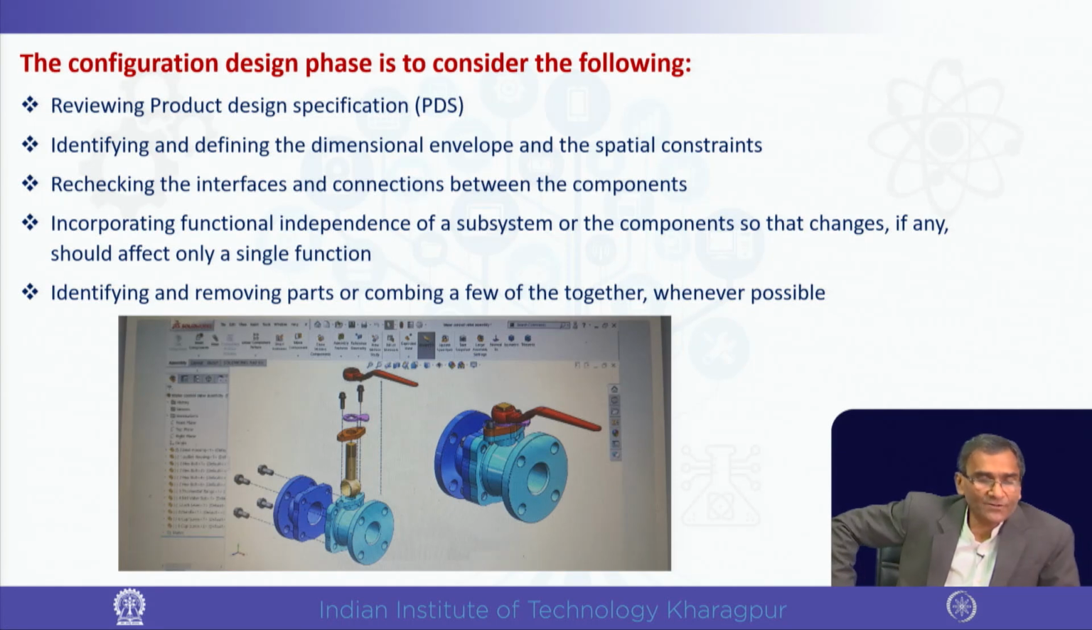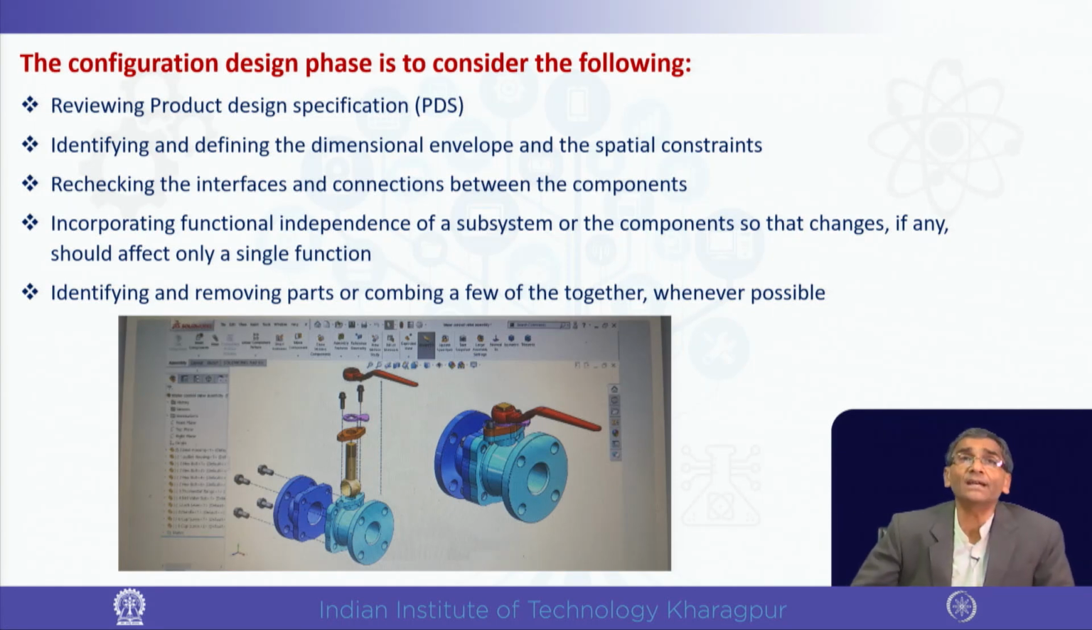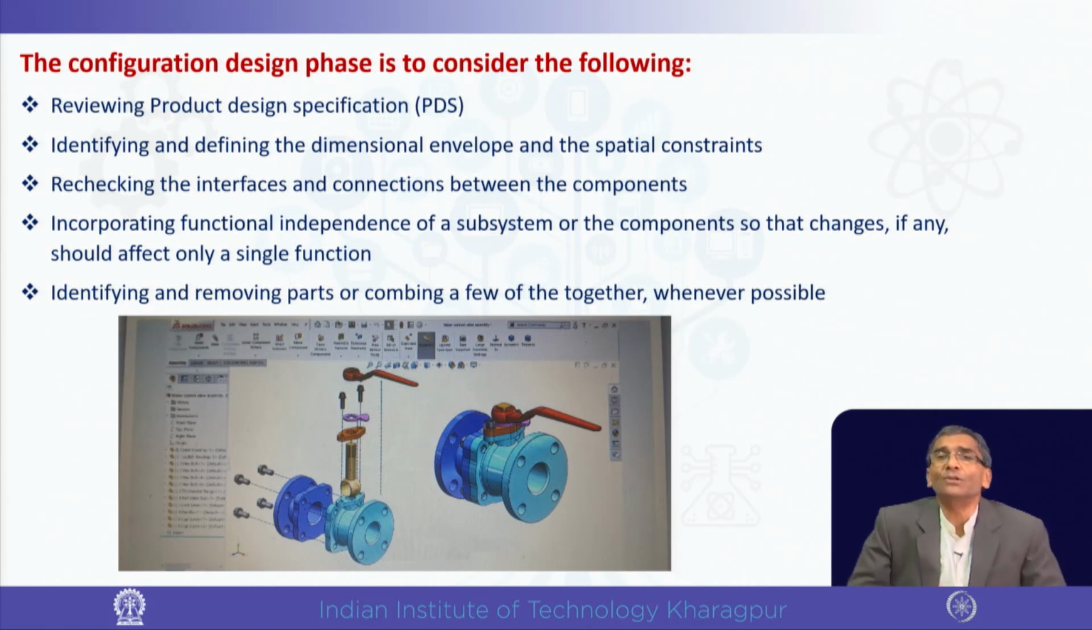Reviewing product design specifications is done at this stage. Identifying and defining the dimensional envelope, that is, within which space it would have to be manufactured, total length, height, and so on. Like I was talking about the rapid prototyping machine, which has an envelope within which it has to be produced. So, that is another constraint. Rechecking the interfaces and connections. So, all these things are reviewed at this stage.